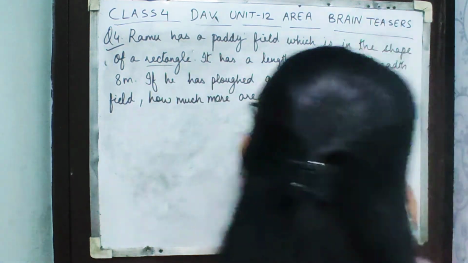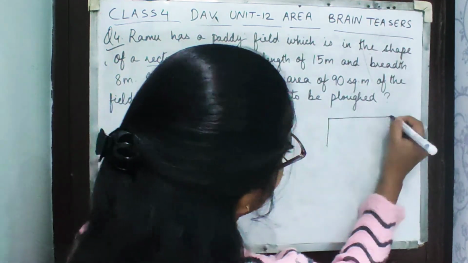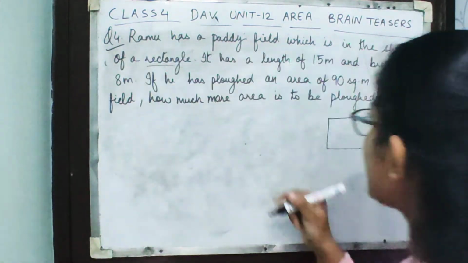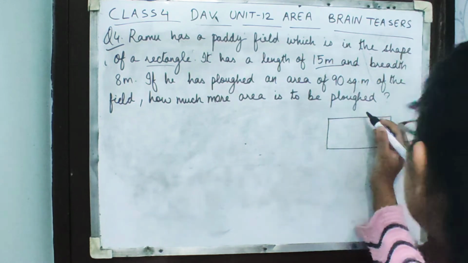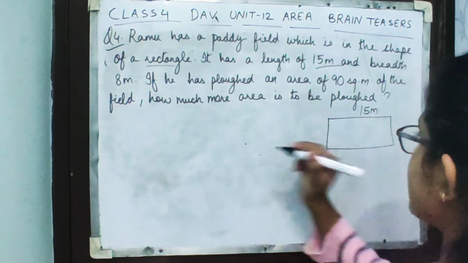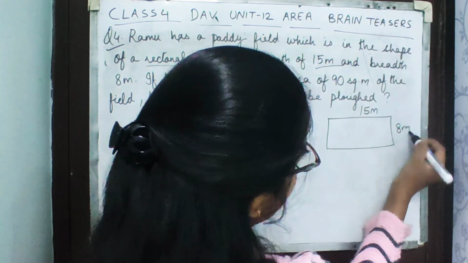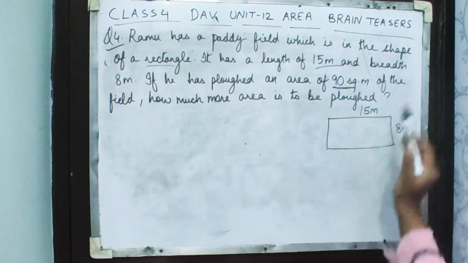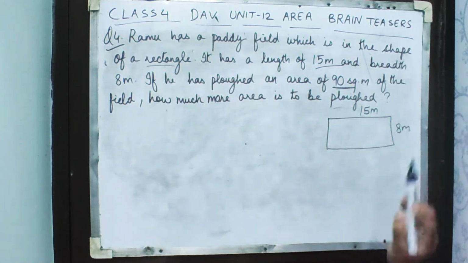Okay, so a paddy field is there, that means a rice field is there, and the shape is what? Rectangle. Okay, it has a length of 15 meters. Length is what? 15 meters and breadth is 8 meters. Okay, breadth is 8 meters. If he has plowed an area of 90 square meter of the field, how much more area is to be plowed?